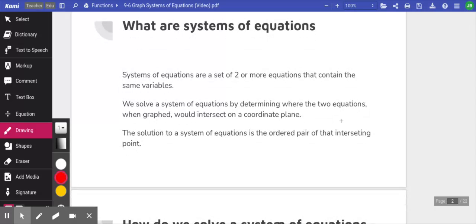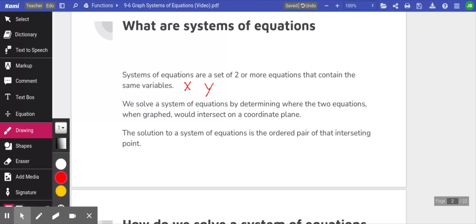So first of all, we have to understand, what are systems of equations? A system of equations is a set of two or more equations containing the same variables. In this case, we would be talking about bivariate data, and what that means is that we have two different variables. Typically, we are going to be using the x and the y variable. That way, it makes it easier to graph.